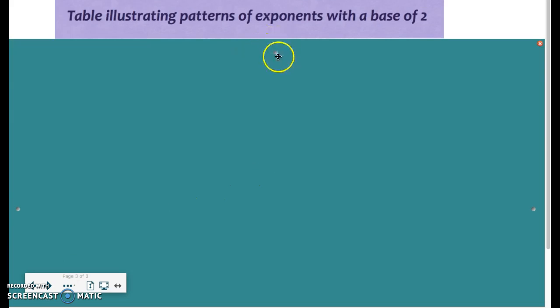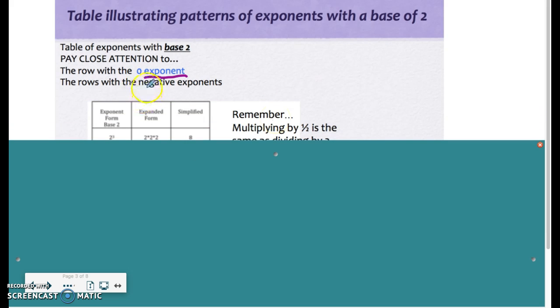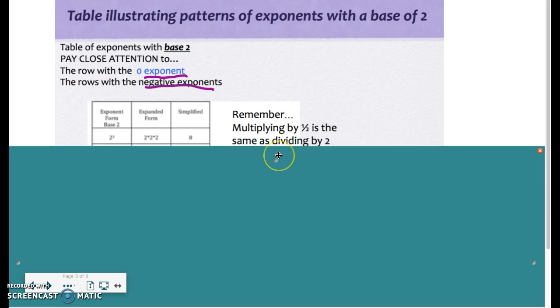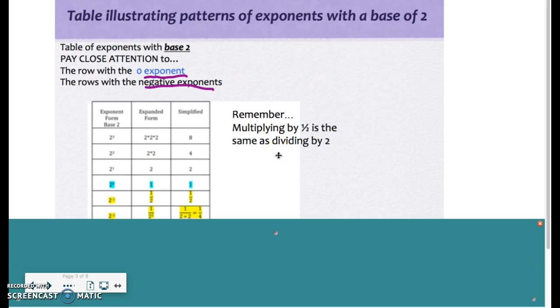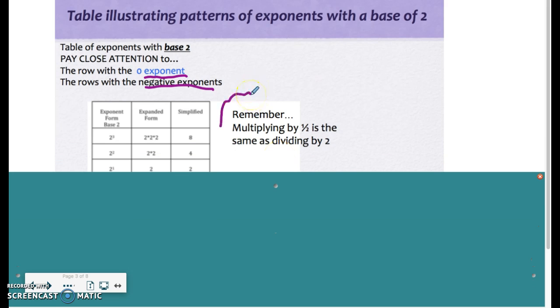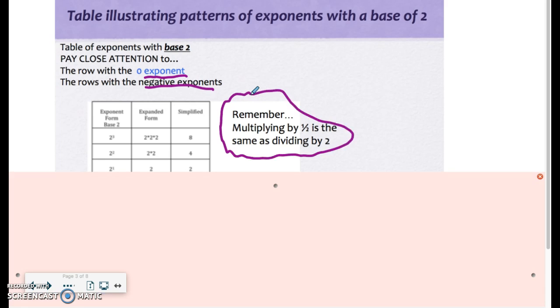So we're going to look at tables illustrating patterns of exponents with a base of 2. Please pay close attention to the row with a 0 exponent. What does that look like? And how about rows when there's a negative exponent? What does that expanded form and simplified form look like? All the while making sure you remember multiplying by 1/2 is the same as dividing by 2.